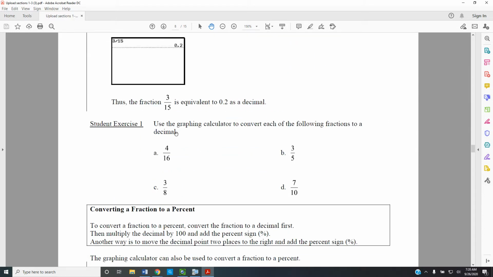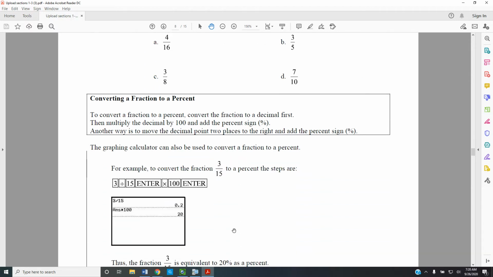This is where you, as the student, would do student exercises number 1. You'll fill all these out, and remember, this is part of your upload process that you're going to do at the end of chapter number 3.